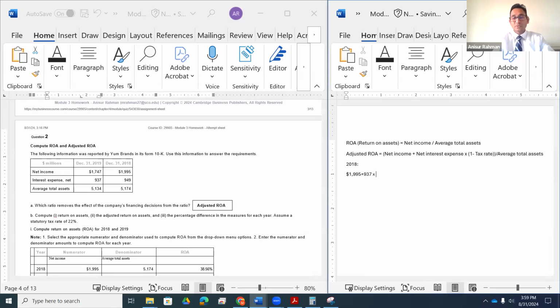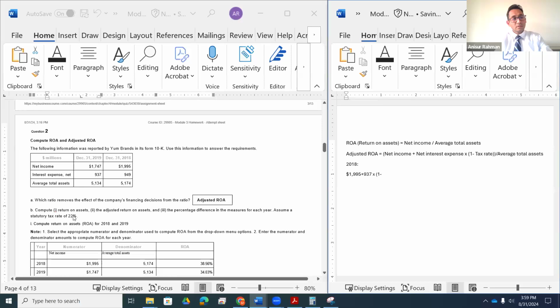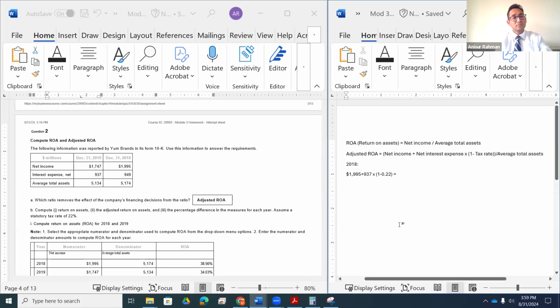And then times 1 minus the tax rate. Tax rate is 22%, so 0.22. It would be actually 949. I was looking at the wrong number.